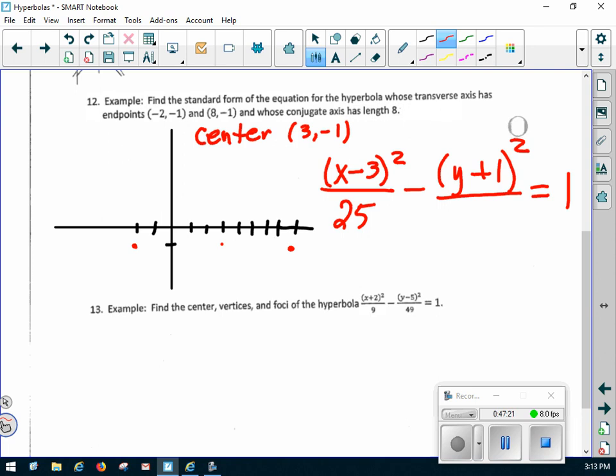The conjugate axis has length 8. Where's the conjugate axis? Because the conjugate axis is perpendicular to the transverse axis, so it's up and down. So it would be sitting right in here, correct? And how long is that? 8. So what is B? B is 4. So 16 sits right here. And you just wrote your equation.